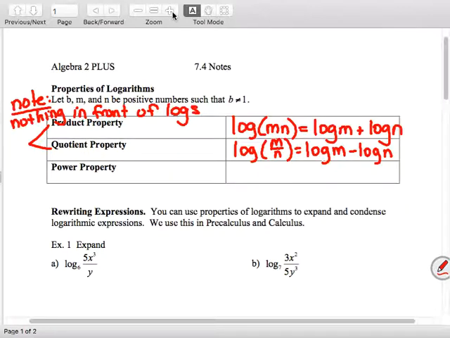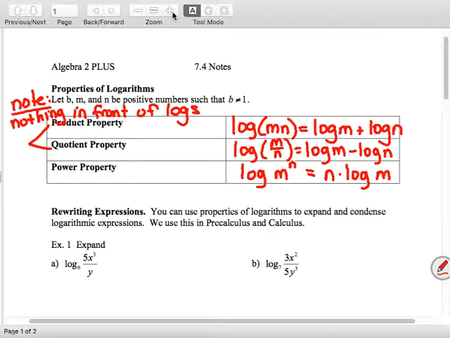The third property is called the power property, and it looks like this. If I take the log of m to the n power, the power property says you bring the power down, just the power, and it becomes n times log m.